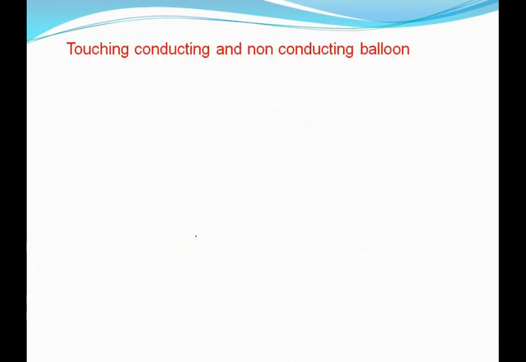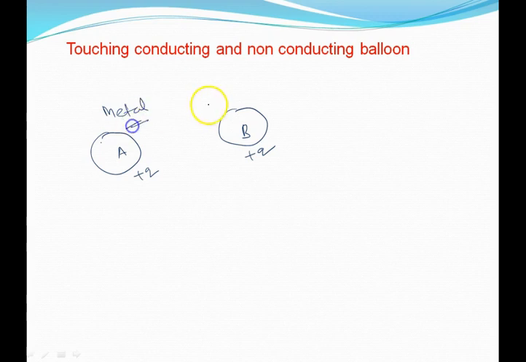Touching conducting and non-conducting balloon, very good concept. If I say there are two balloons, balloon A and balloon B, and both are given some charge. I don't know what charge, it may be positive, it may be negative, it doesn't matter. Now if I say this is the metallic or conducting balloon and this is the non-conducting or non-metallic balloon, like this.